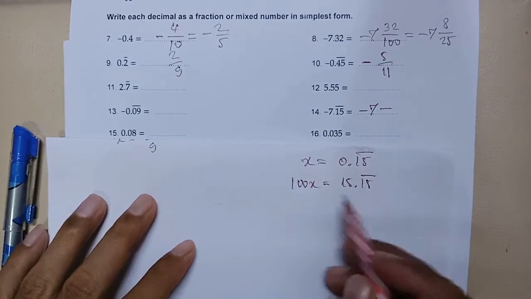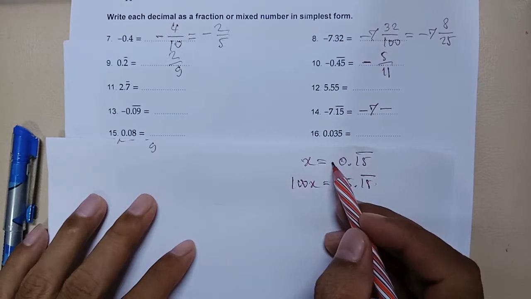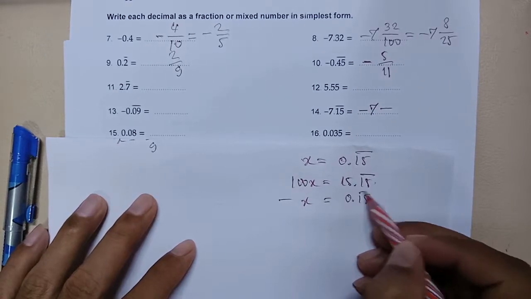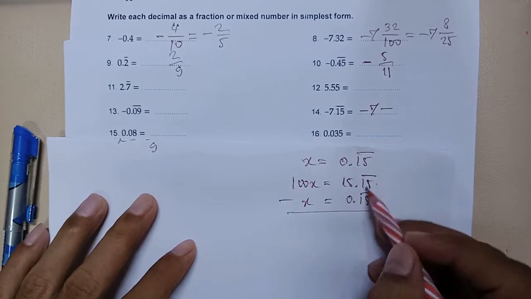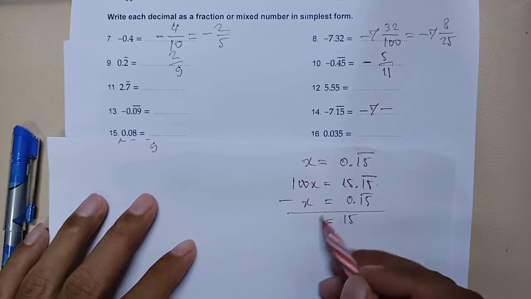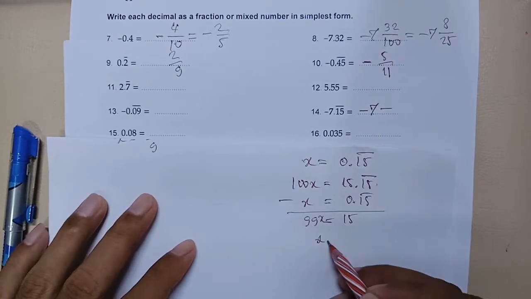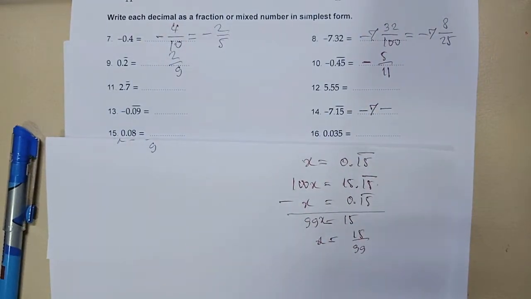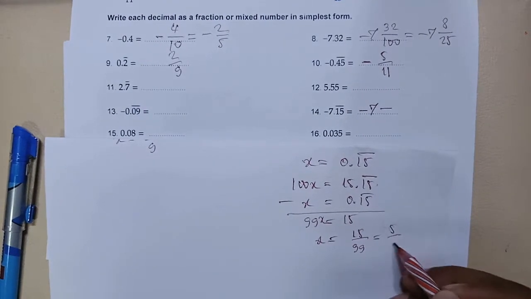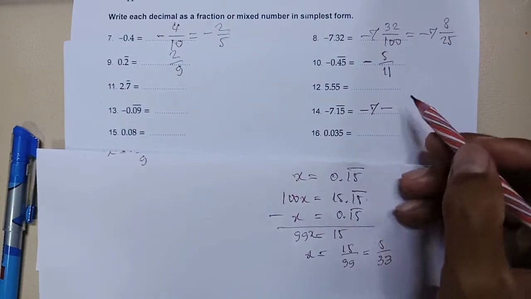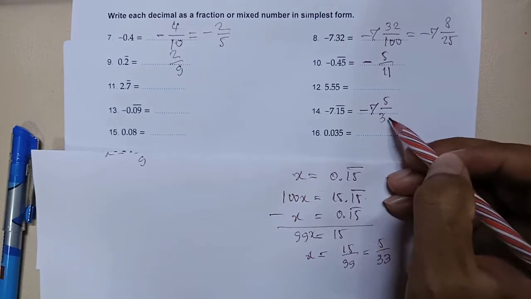100x is equal to 15.15, and then you subtract the equation above, so 100x minus x equals 15.15 minus 0.15. The repeated decimal is eliminated, and 15 minus 0 is 15. 100x minus x is 99x. So x equals 15 over 99. Simplify this and you have 5 over 33. So to complete our answer, negative 7 and 5 over 33.